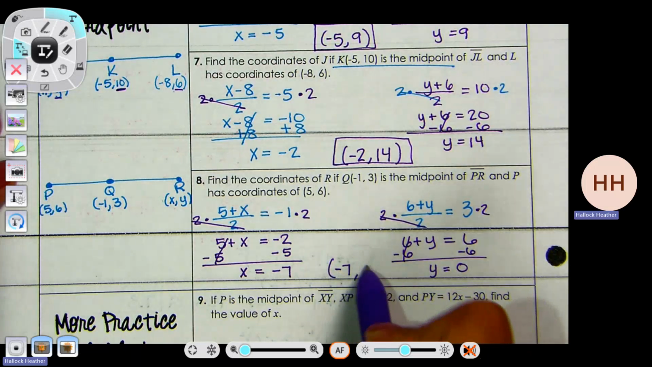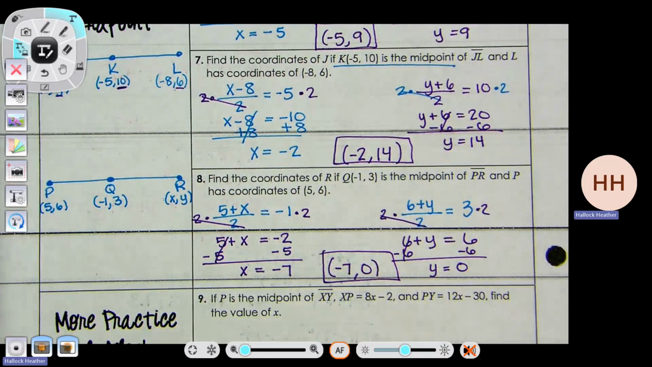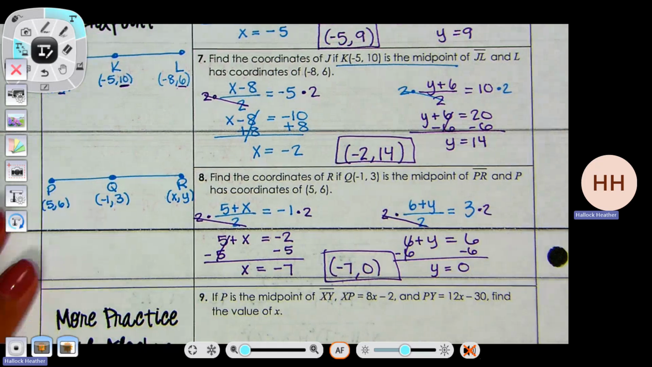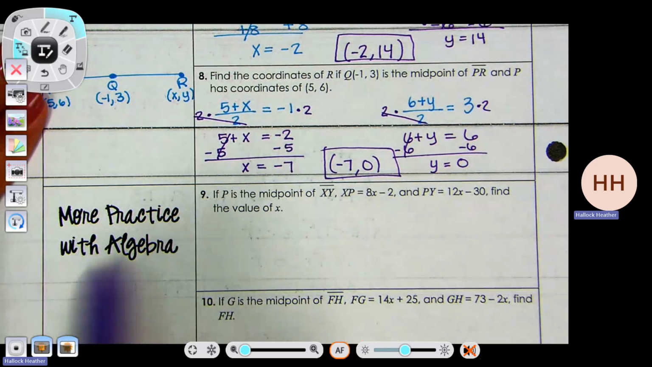So -7, 0. Okay, so the last two examples that we're going to do, because once again, we're skipping number 11. These are technically old. It's technically a review of things that we've done before, okay? So number 9 says if P is the midpoint of segment XY, XP is 8x minus 2, and PY is 12x minus 30, find the value of x. And you're like, oh my God, what is happening? Draw a picture, okay? Even if it's just a small little sketch, it will help you.